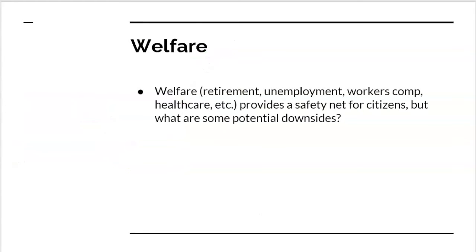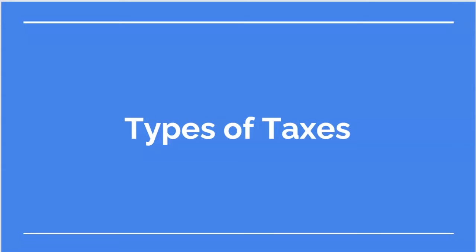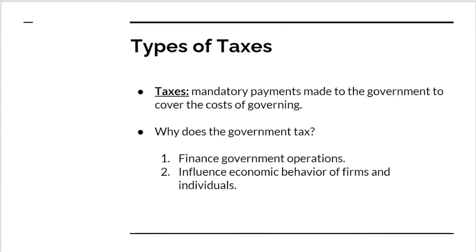And so that brings us to welfare, right? Welfare is just retirement, unemployment, workers' comp, healthcare, etc. Essentially the safety nets of society. Here, how a country pays for their welfare programs is through taxes. And so there are 3 different types of taxes you guys need to know. Before we get there, we first have to talk about what taxes are. Well, taxes are mandatory payments made to the government to cover the cost of governing.